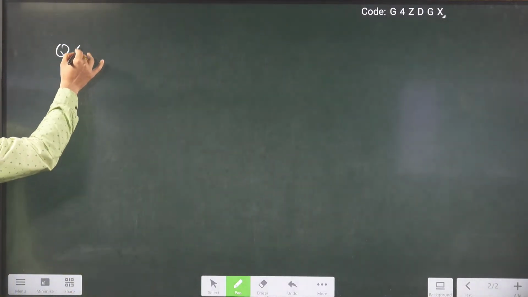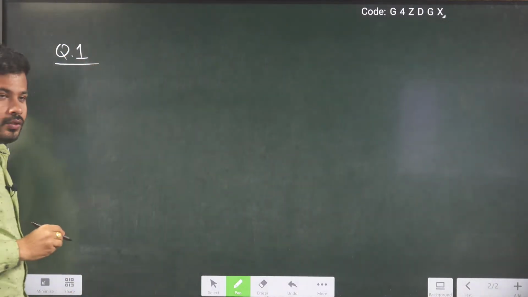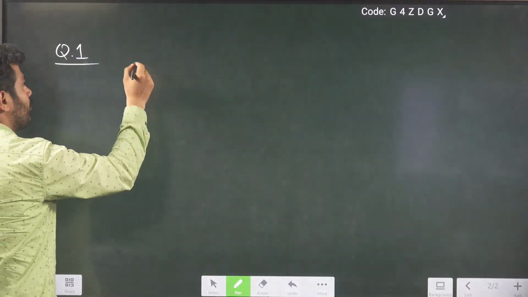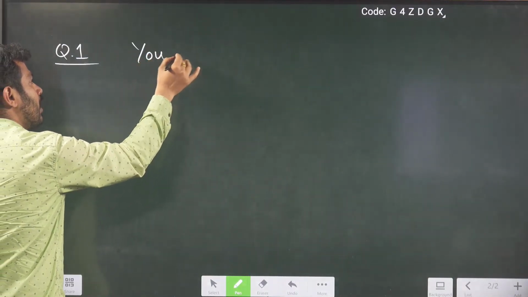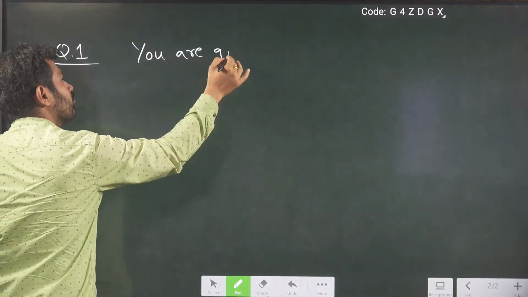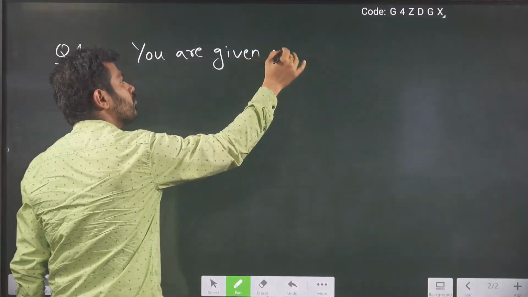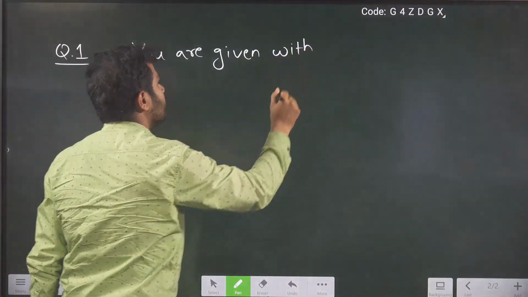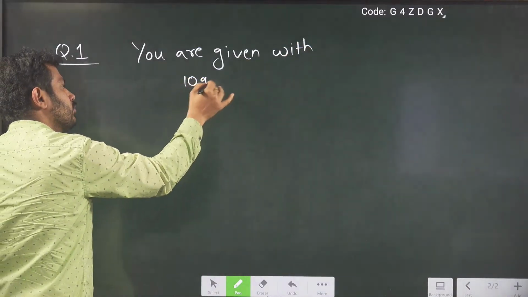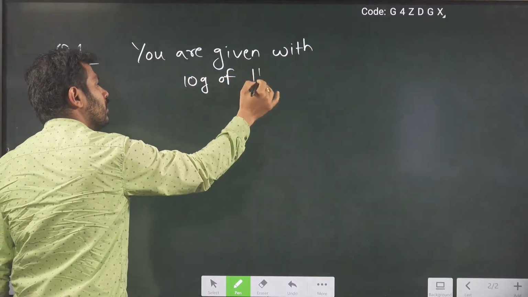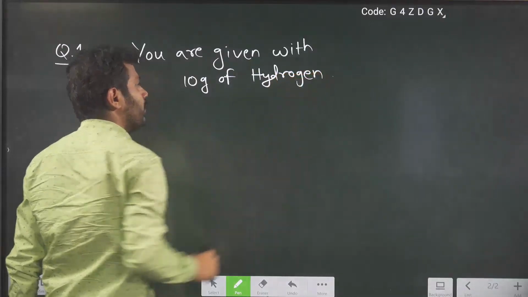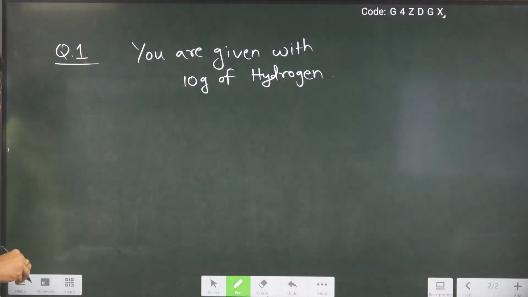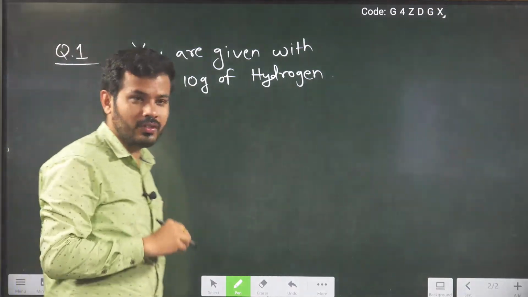The question number 1: let us say you are given 10 grams of hydrogen. Okay, now what are the things we are going to calculate?